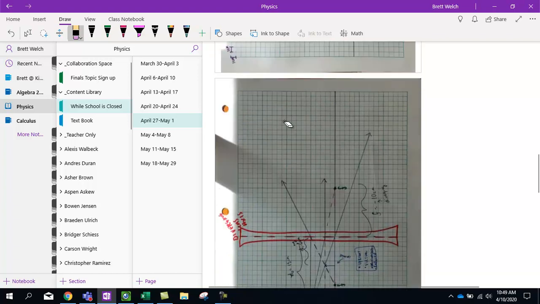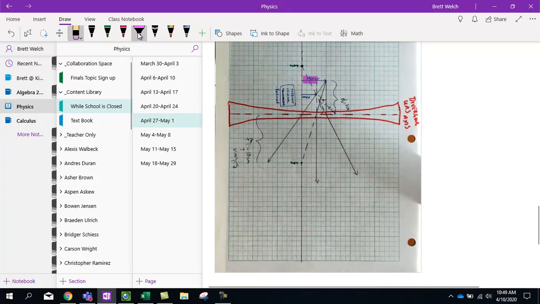So it's important we're still able to track that down. Last one. Okay, what happens when we put the object inside of the focal length of one of these? Well, we're still going to have our parallel ray go out, and it's going to aim as if it came from the focal point on this side. So that hasn't changed anything.